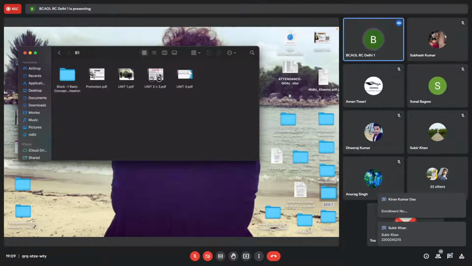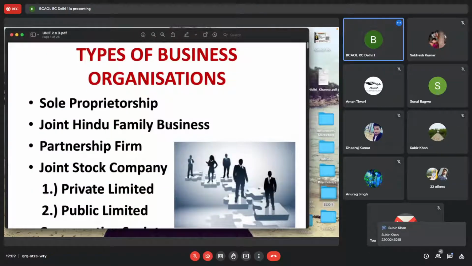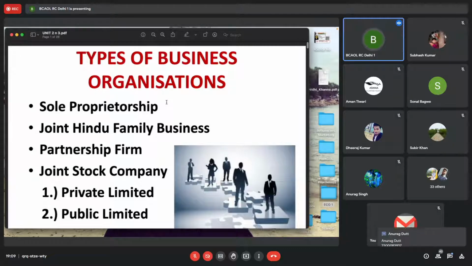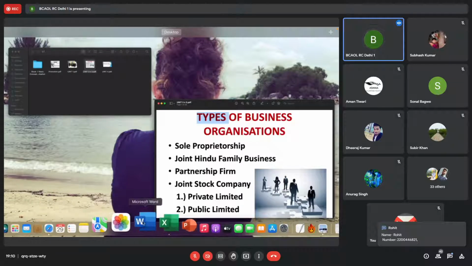Okay, guys. So yesterday we started with the first unit of your Eco 1, and this unit basically deals with the basics of business, that what business is, right? And after that, what business is basically, it's an economic activity that is a means of earning livelihood.